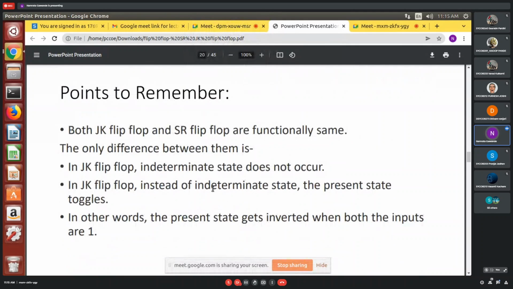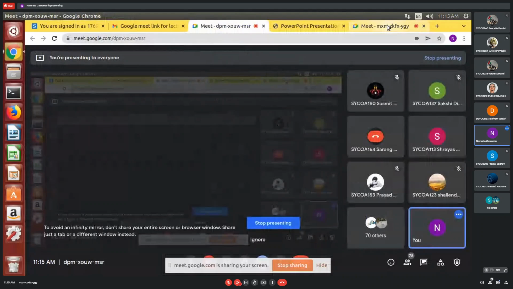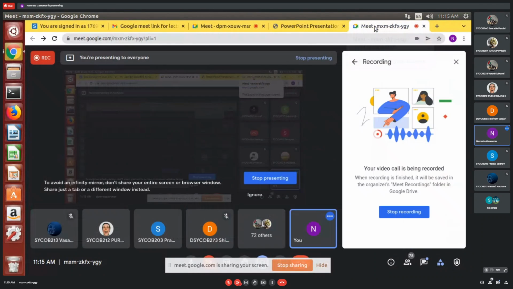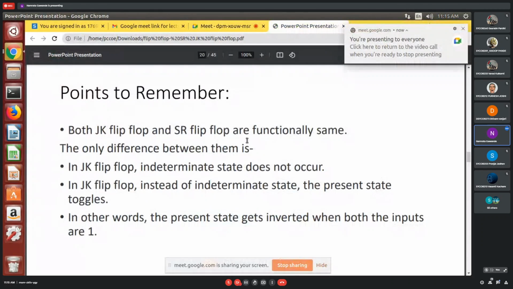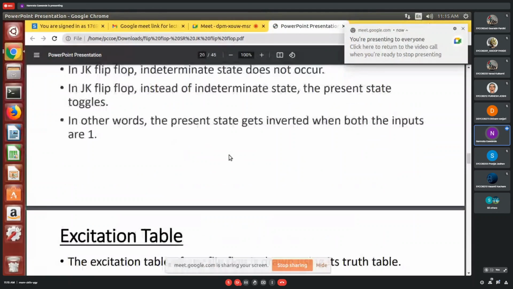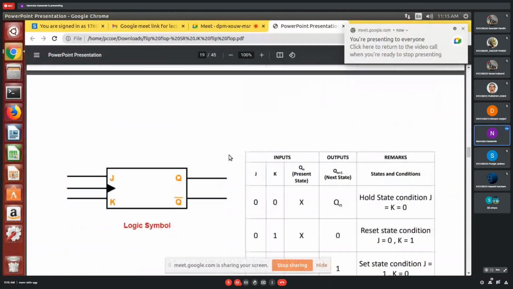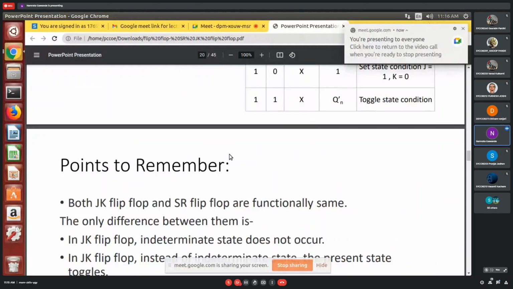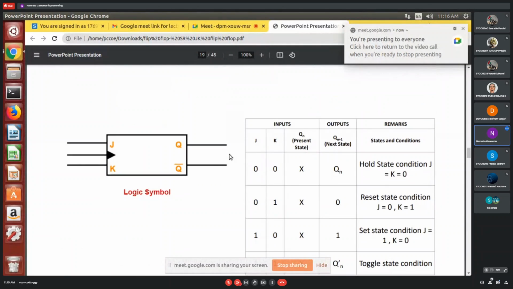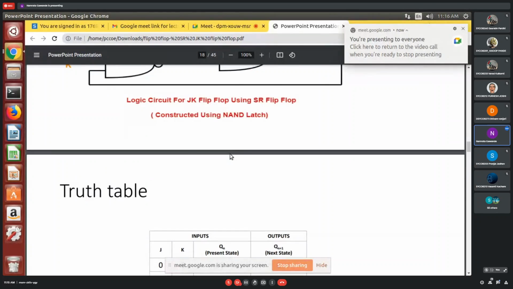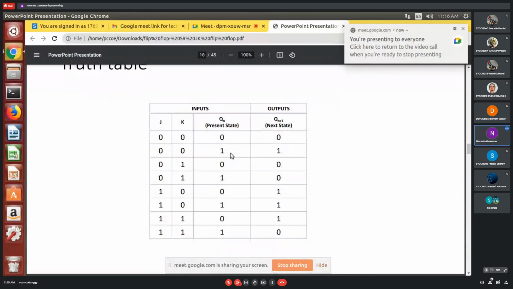Is there any doubt in this part? Students, do you have any doubt? JK flip-flop we have completed. SR flip-flop we have completed. You understood? Okay. What's the time of the next lecture? Can you tell me?